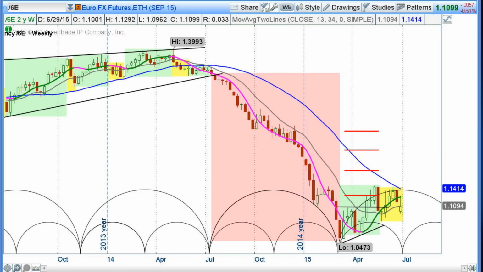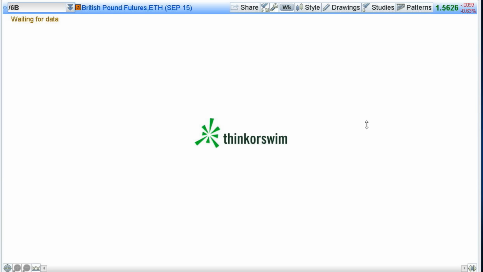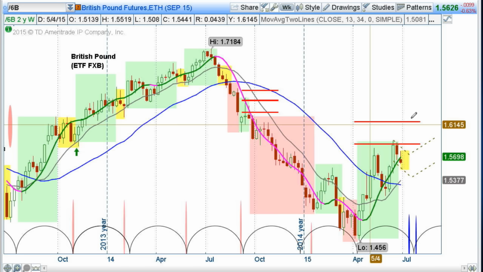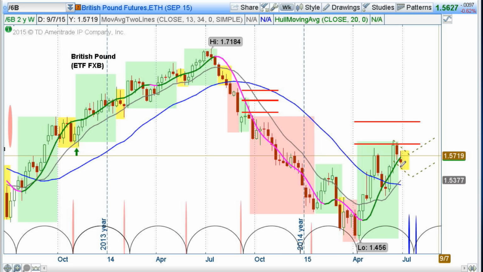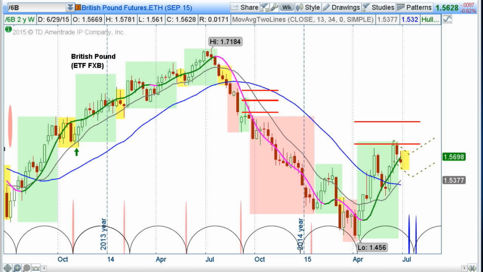Back to the weekly here. You can see this pattern. We're going to compare that now to the British pound pattern, which looked like it also was going to have a correction. Now that euro was trading right under that 34-week moving average. The British pound, much stronger, is trading significantly over those moving averages, 34 and 13 weeks right over here. Hull moving average here, you can see it is bullish.